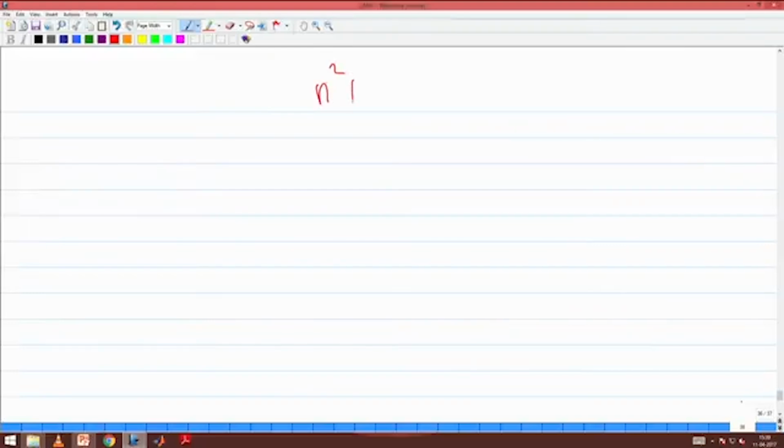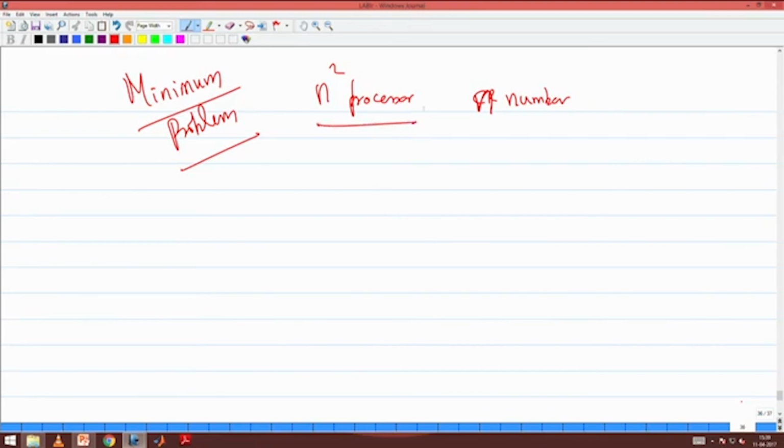So n squared processors, n numbers, this is about the minimum problem. N squared processors, n numbers, constant time on CRCW, right. Okay. Now how will I do it?